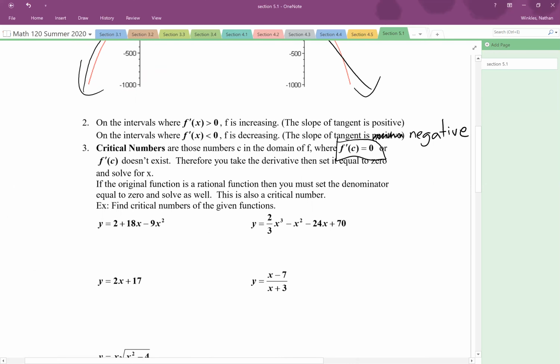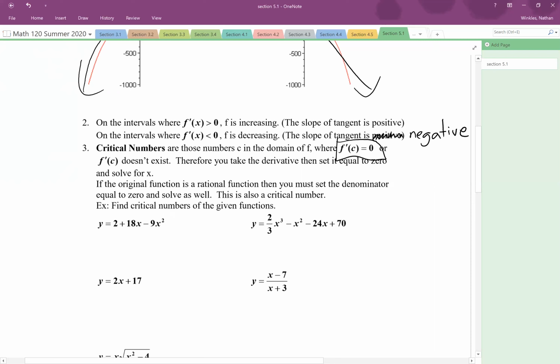If the original function is a rational function, then you must set the denominator equal to 0 and solve as well. This is also a critical number, depending on how it works in our derivative. It could be a place where this could be a test value. Some software considers it a critical number, so we just have to be aware that some call it a critical number, some call it a test value.